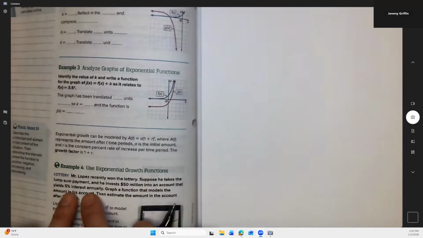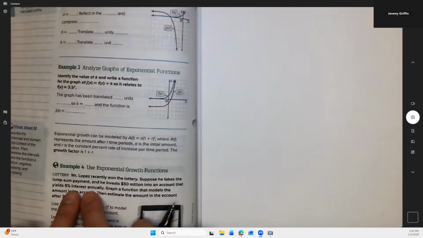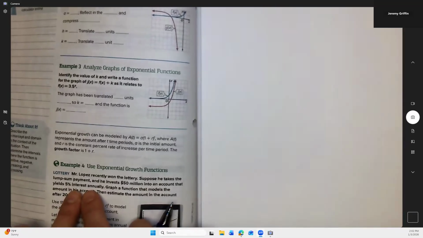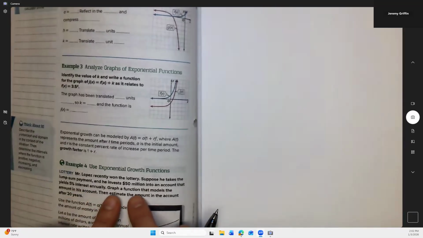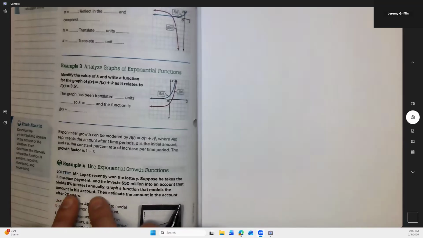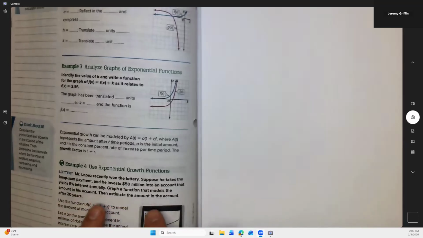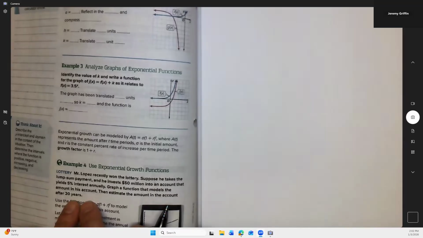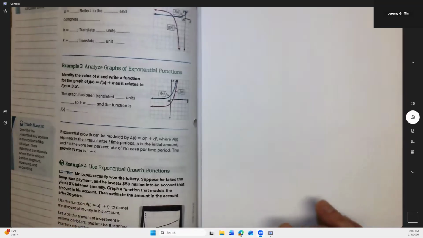He puts it into an account that yields 5% interest annually. Graph a function that models the amount in his account. Estimate the amount in the account after 20 years. Right, so what's the power of exponentials as it applies to saving money?